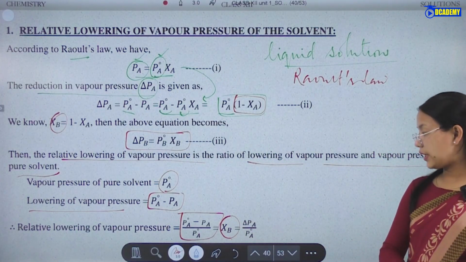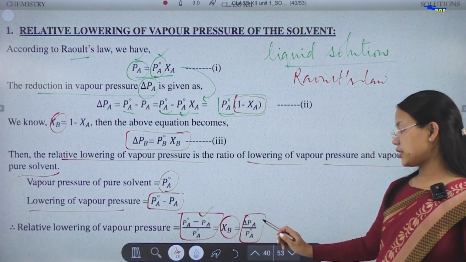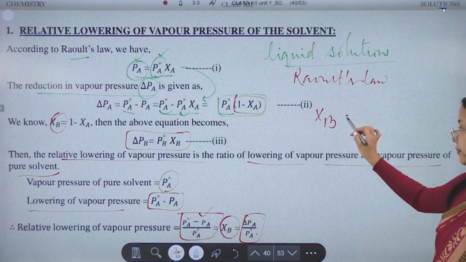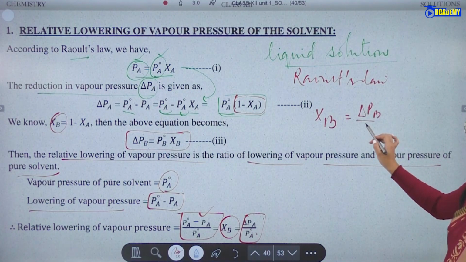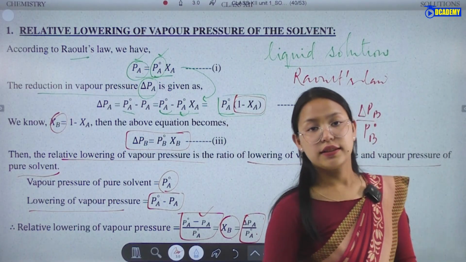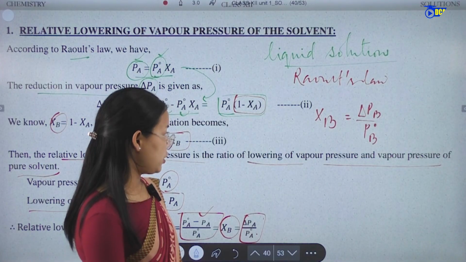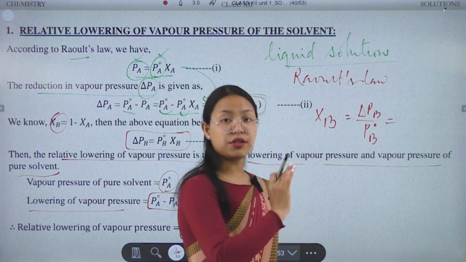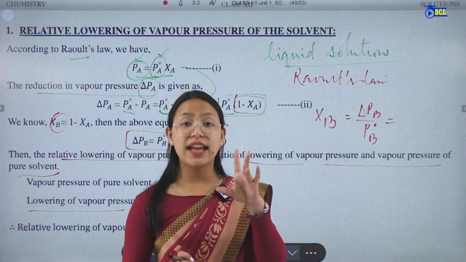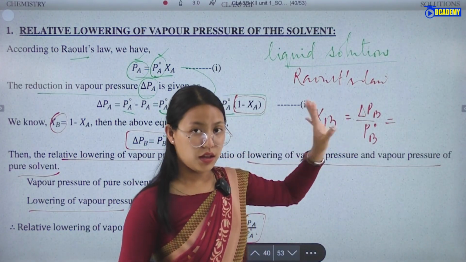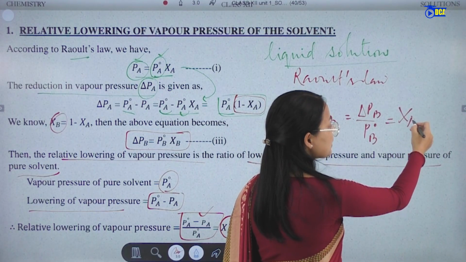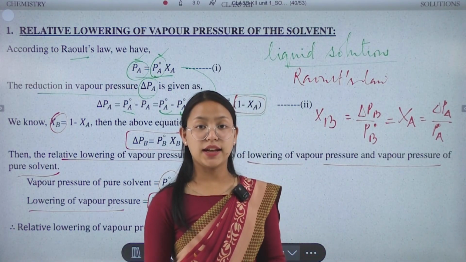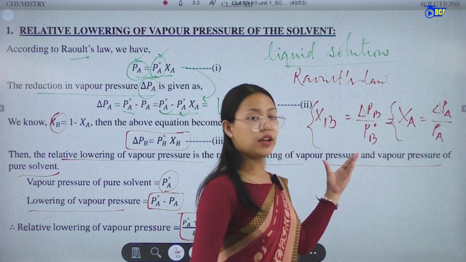That means XB equals delta PB divided by PB naught. Here delta PB with PB naught is the same as delta PA with PA naught, because according to Raoult's law the expression can be expressed in terms of any one of the components, PA or PB. For the term of XA, delta PA equals PA naught XB. So the Raoult's law can be expressed in terms of any one of the two components.